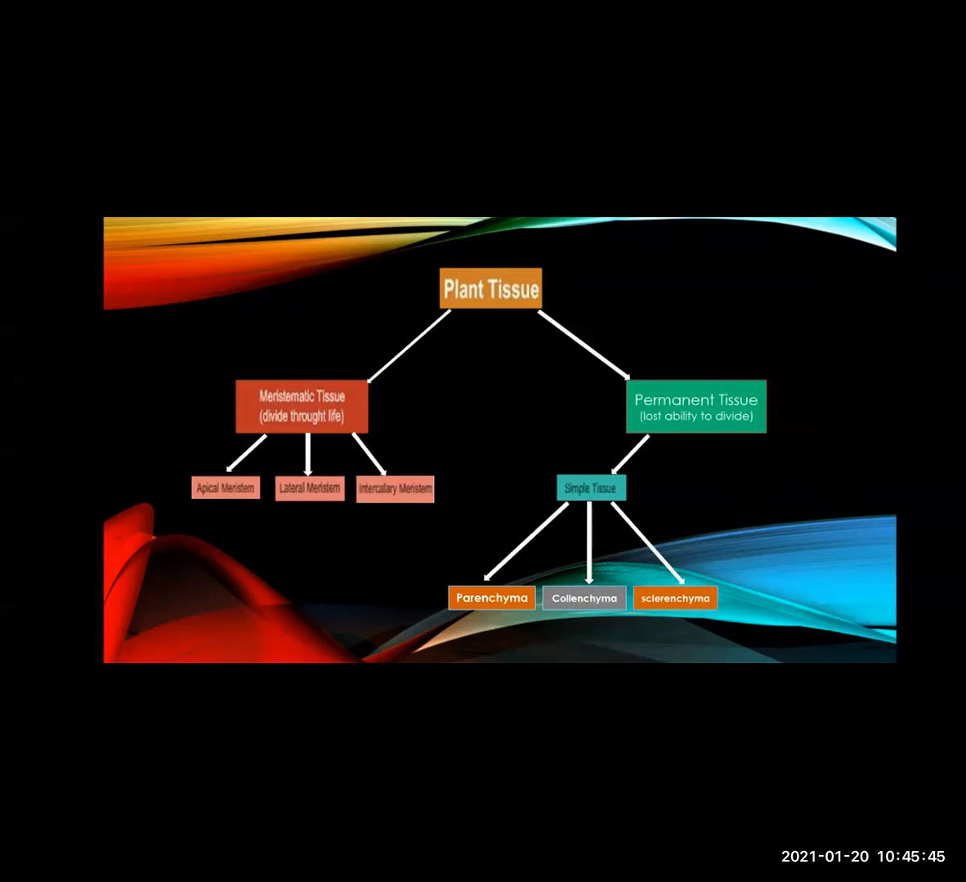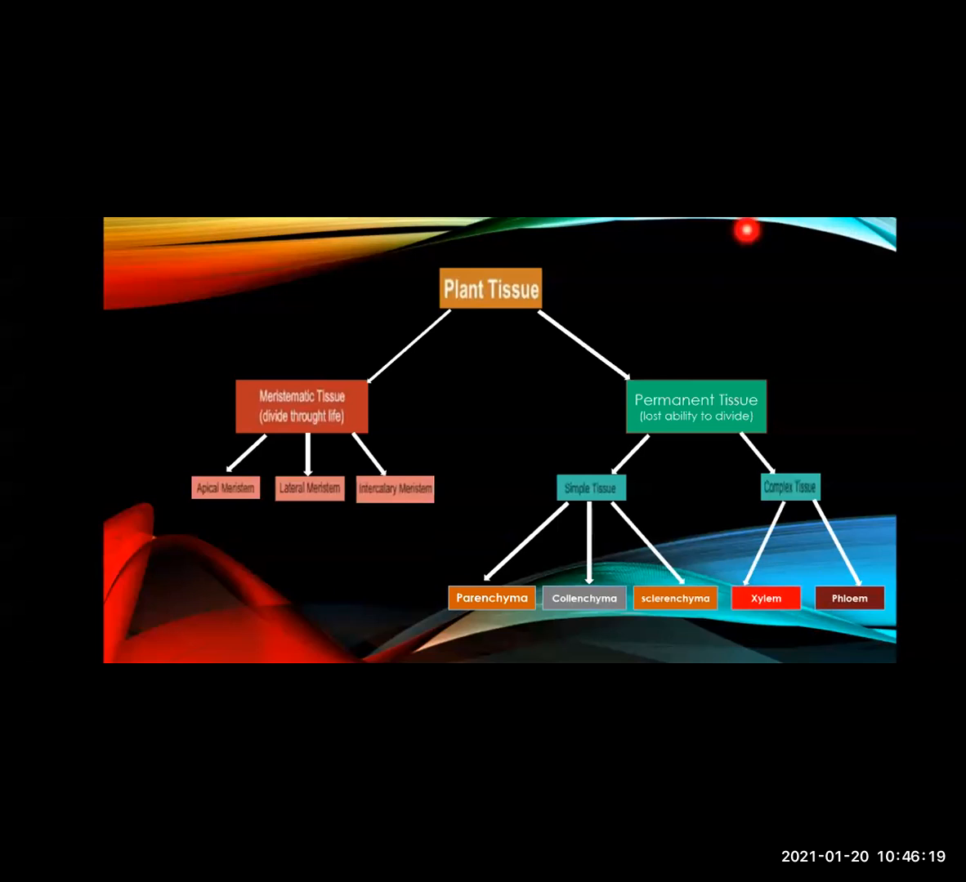Then the second major type of permanent tissue is complex tissue. What are complex tissues? The tissues which are made up of more than two cell types. When there are more than two types of cell in the particular tissue, that tissue is known as complex tissue. Now, here there are two subtypes in complex tissue. First is xylem and the second is phloem.